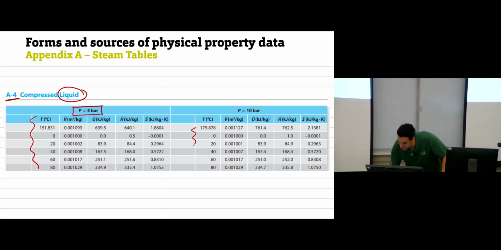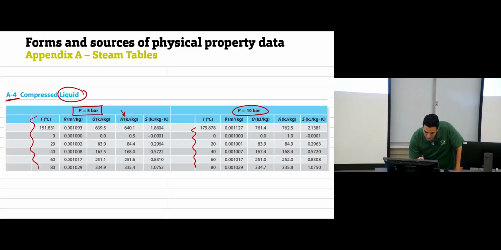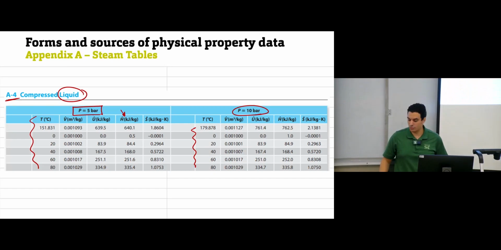We have different data for different temperatures, but at 10 bar. And again, here I don't have a superscript, because this table is automatically for liquids. Make sense? Clear?